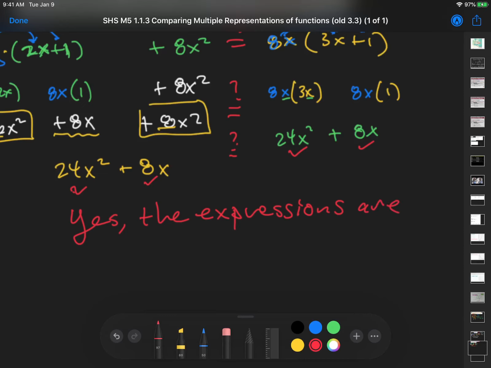What's the word for another same? Equivalent. After simplifying. I'll give you a real life example and then this should make sense to you. Yes, the expressions are equivalent after simplifying.